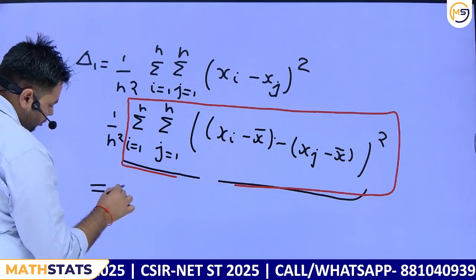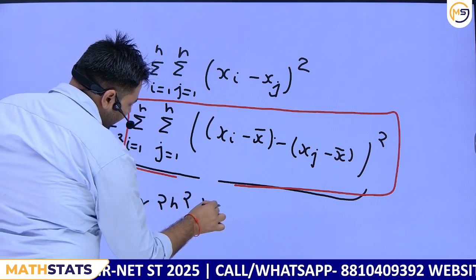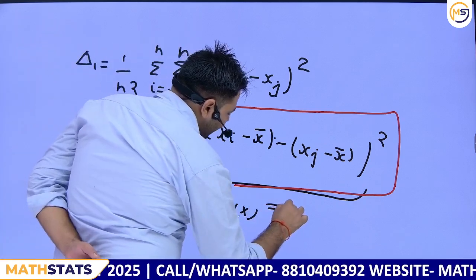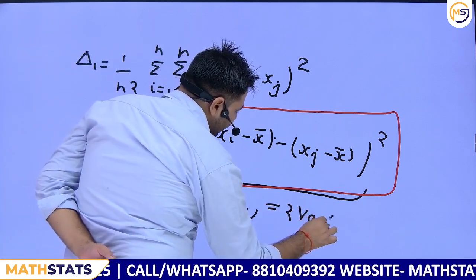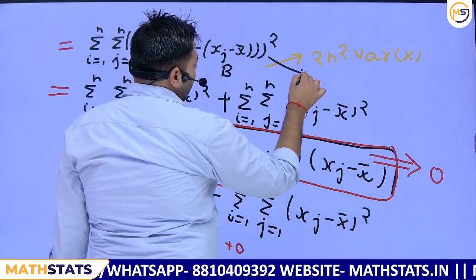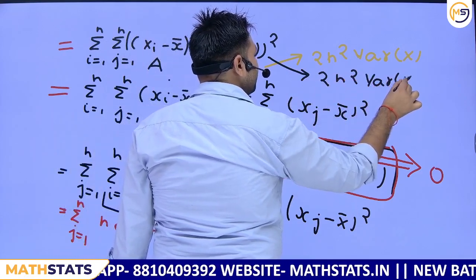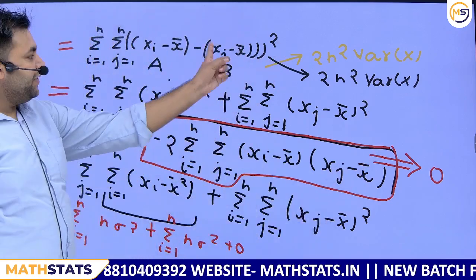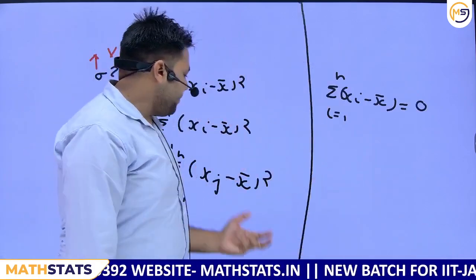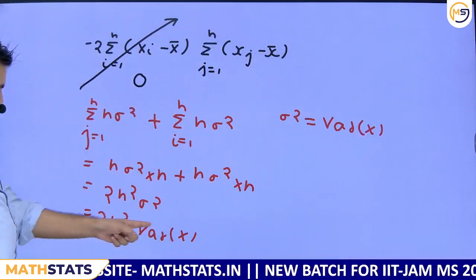Black is visible. So this is 1 upon n square into 2n square variance of x. So n square cancels out, and you will get 2 variance of x. Here the value of this quantity equals 2n square variance of x. You already proved this, and the proof of this is this. This is the proof of 2n square variance of x.